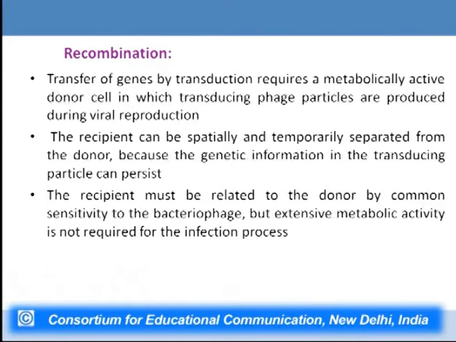Now, another important aspect is that the recipient must be related to the donor by common sensitivity to the bacteriophage, because if a particular species of bacteria cannot be infected by bacteriophage, then genetic recombination cannot take place. So, it is important that both the donor and the recipient species are able to be infected by the bacteriophage. That is a very important aspect. But extensive metabolic activity is not required for the infection process.